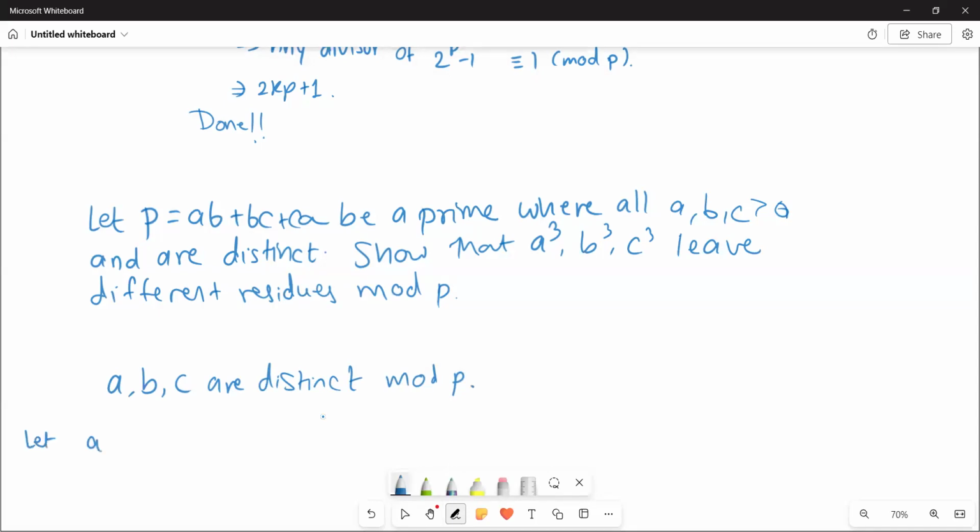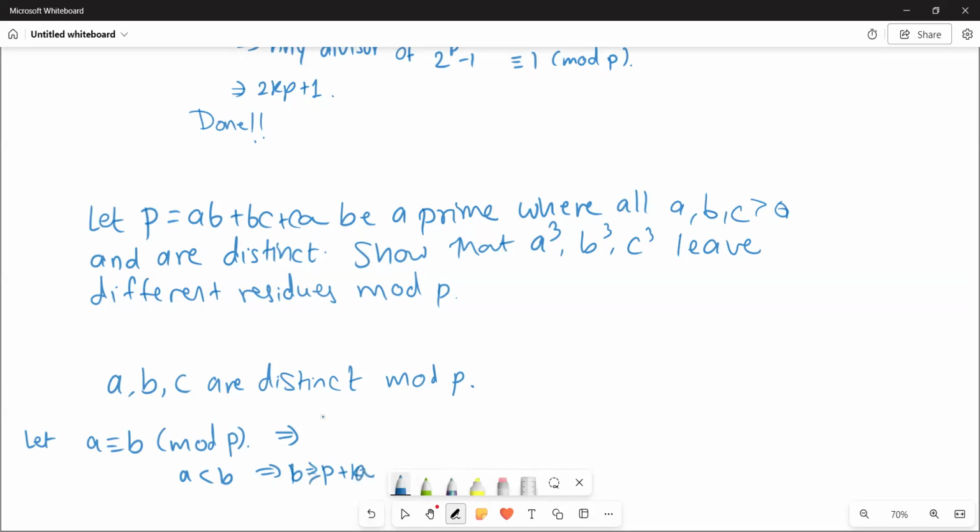let A be congruent to B mod P. Then, if we say without loss of generality that B is greater than A, then B should at least be P plus A, and that would make AB plus BC plus CA greater than P. Yes, very good.